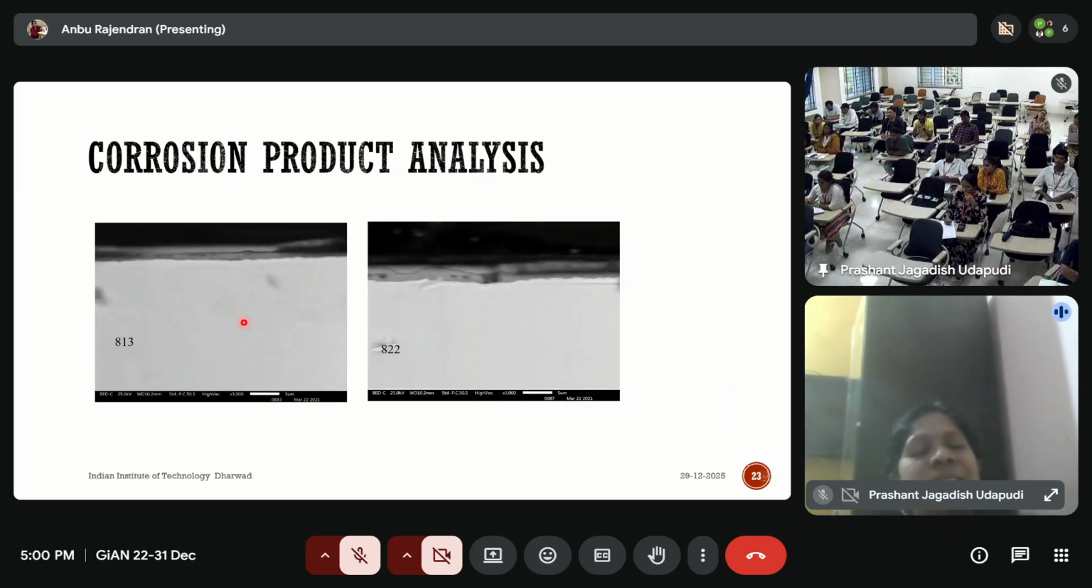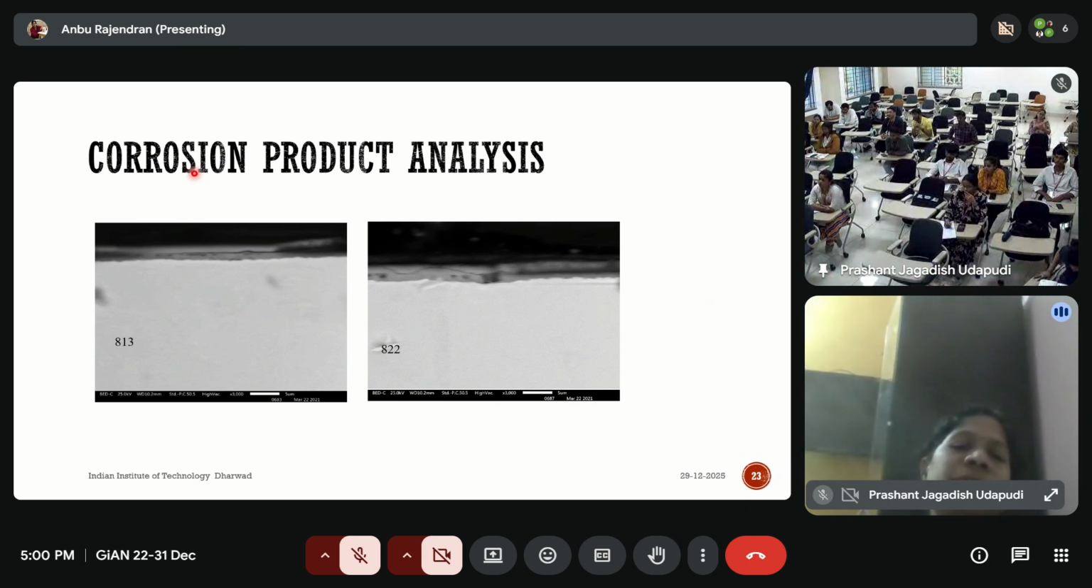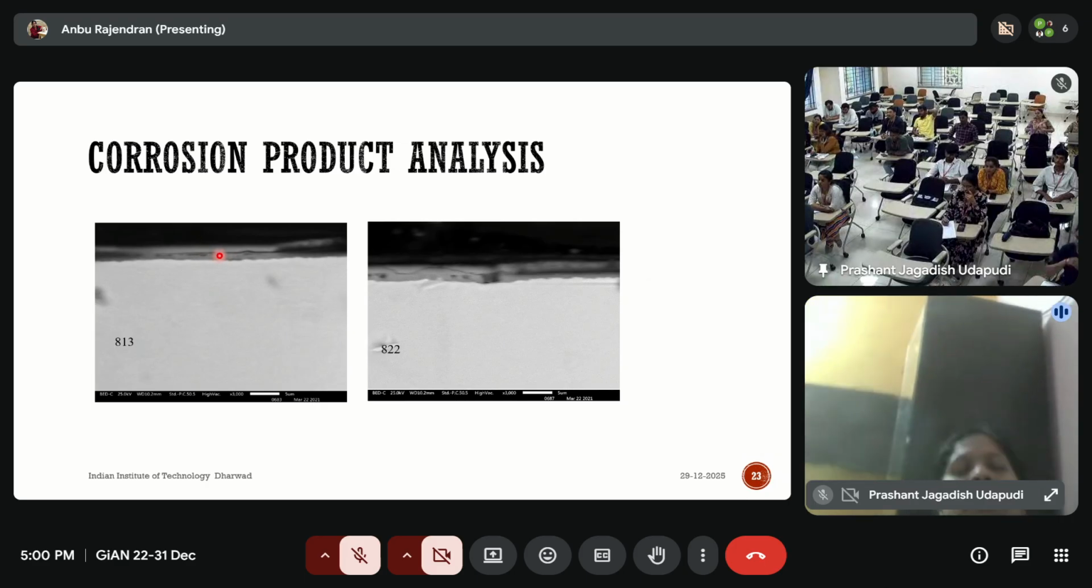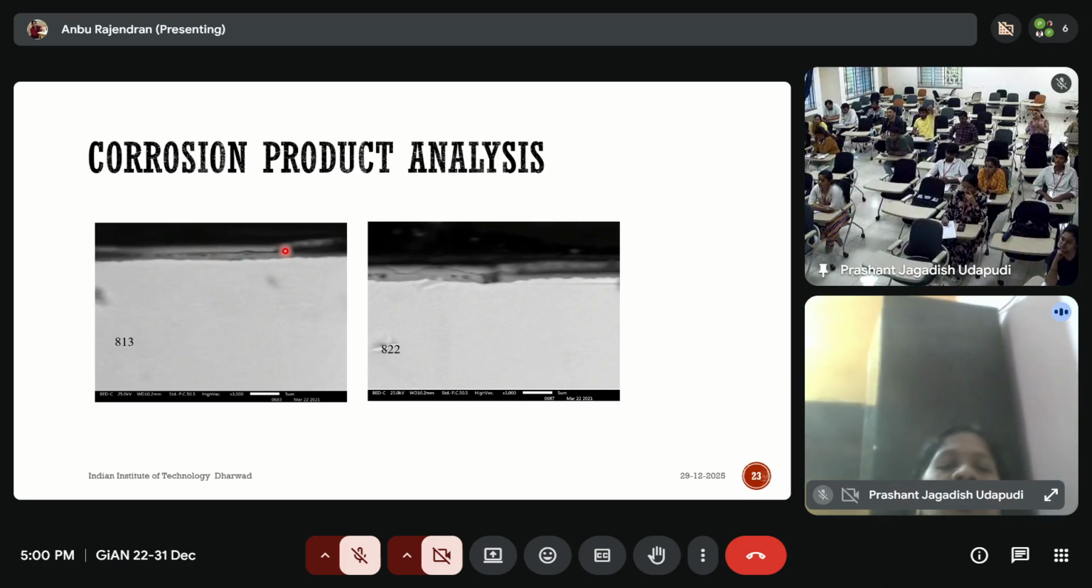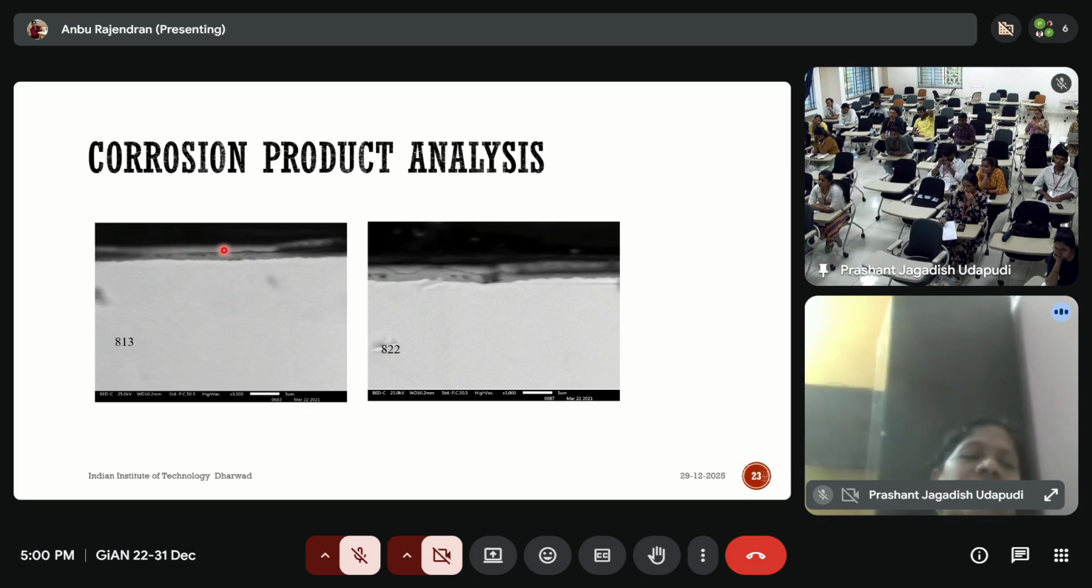This is one of the steel samples. We did the corrosion testing, so at the end of the test, we found some corrosion product on the surface. This could also be found by SEM. This is the as-polished condition, right? So after polishing, we could see the layer formed. This is a steel sample, a ferrous sample. The product is iron oxide.